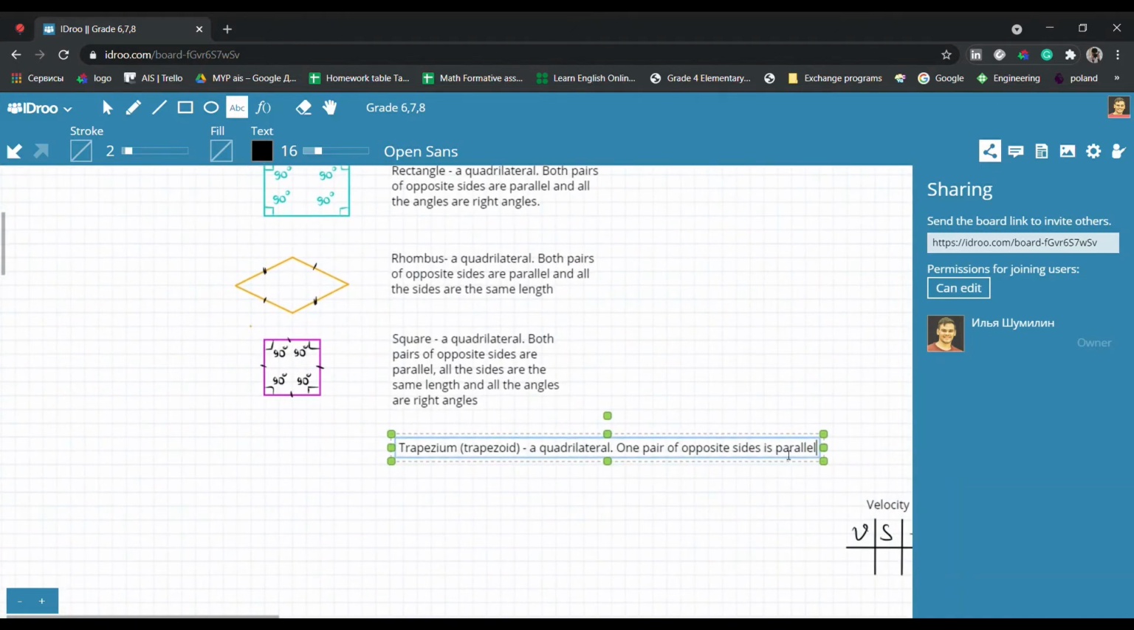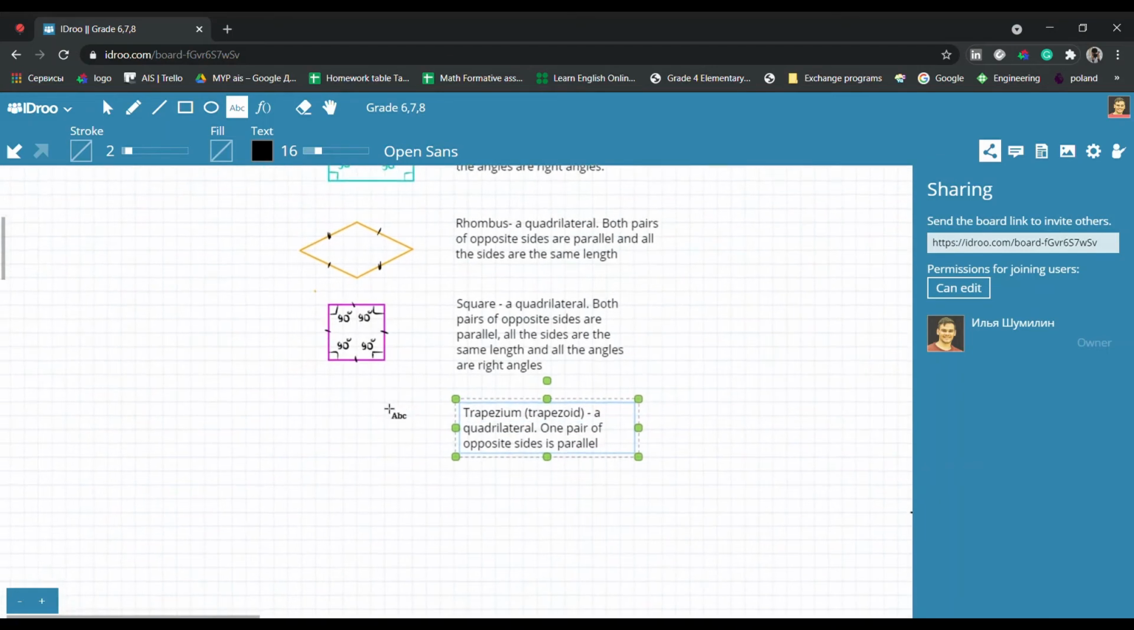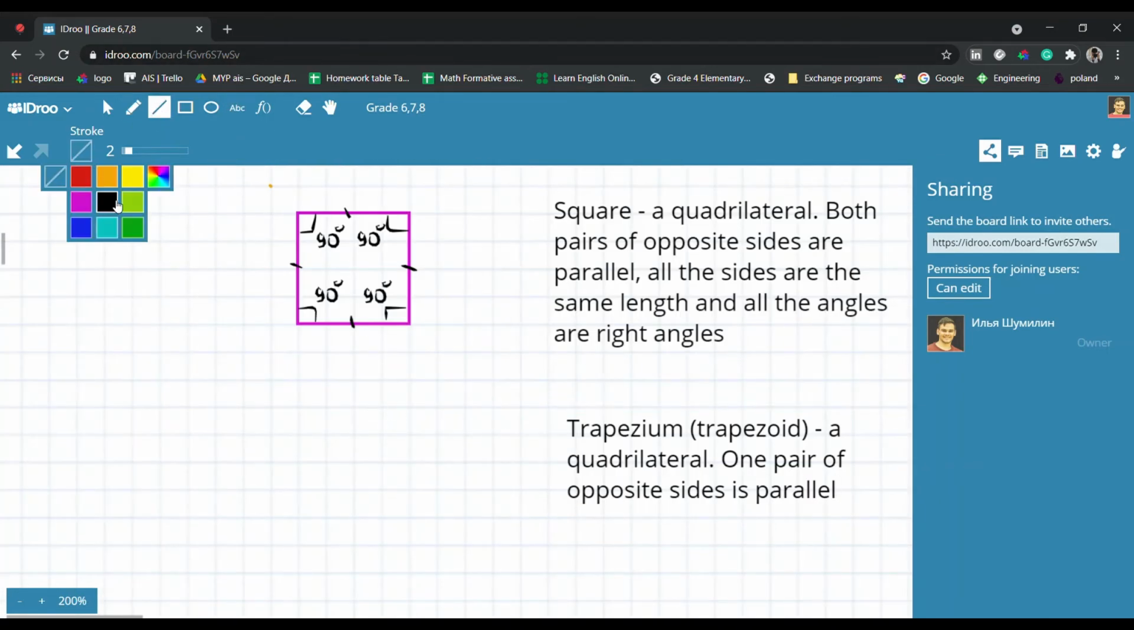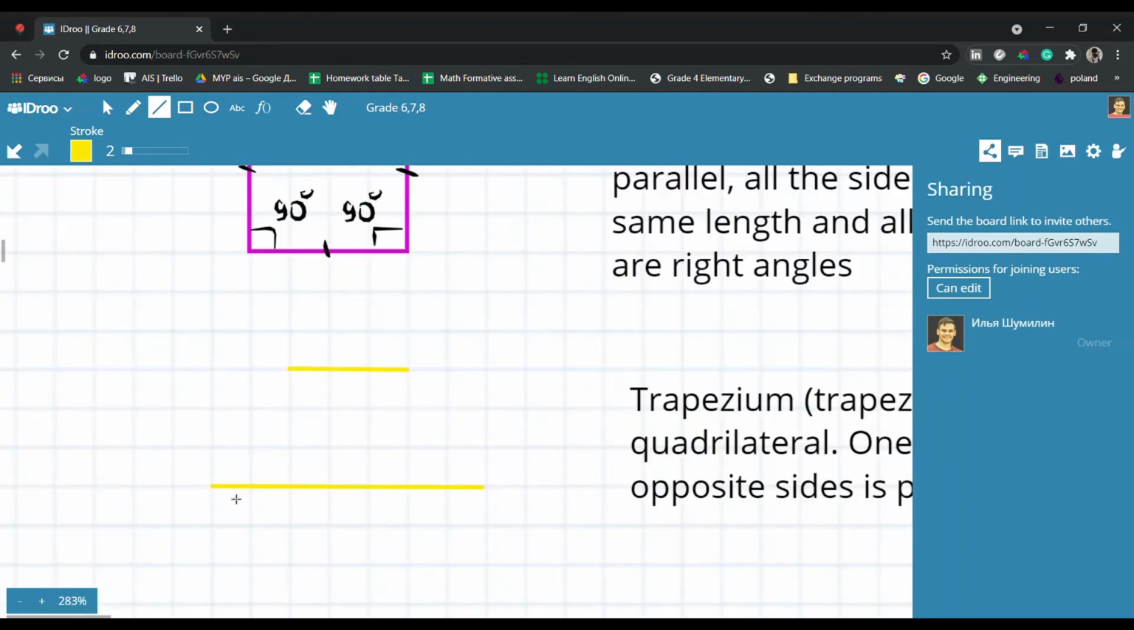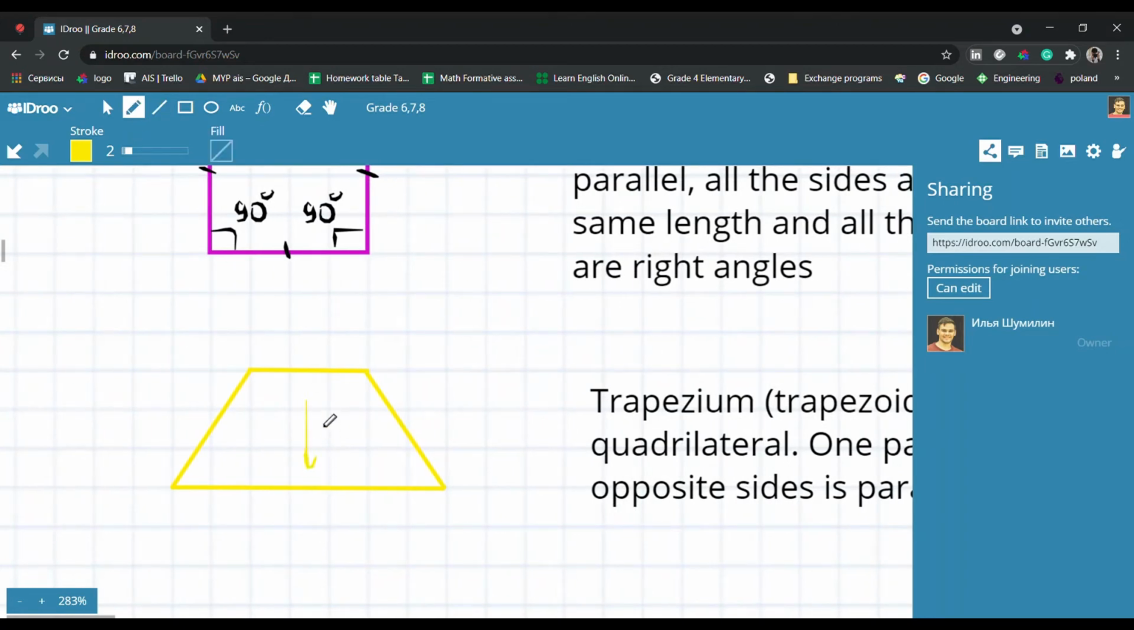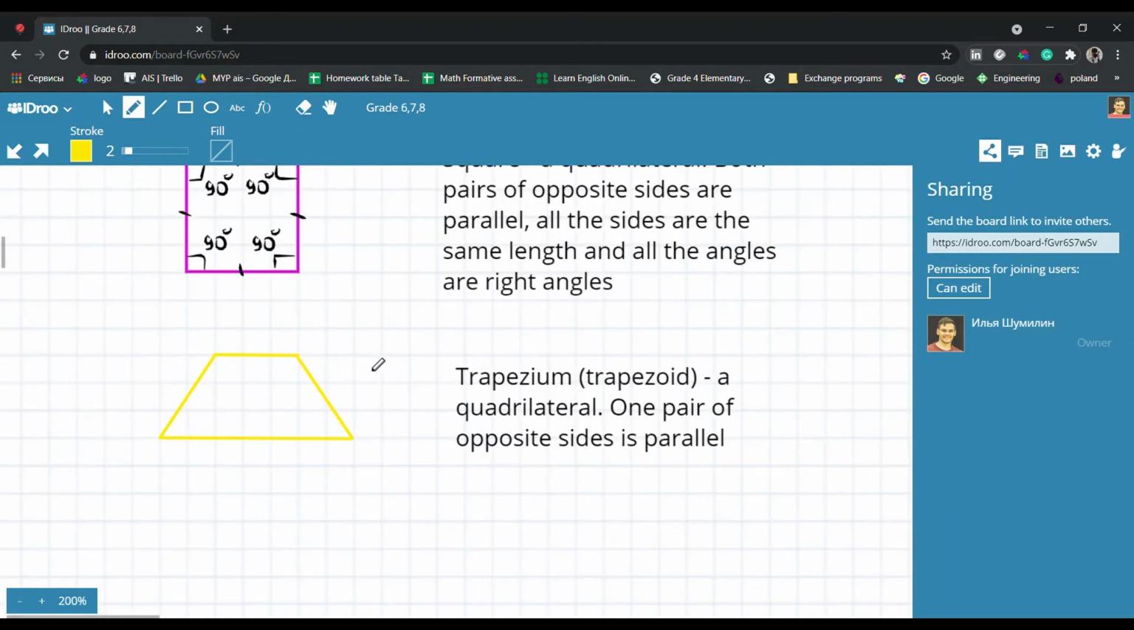Look at this. What does only one pair parallel mean? Let me show you. All right, I'll choose the yellow one. We'll try the yellow one. All right, we have only one pair parallel. I think this and, for example, these sides are parallel. Look at this. They are exactly parallel. They will never intersect because they're parallel. But the other pair of sides is not parallel. I can just draw it like that. As you can see, this pair of sides is parallel. Another one is not.